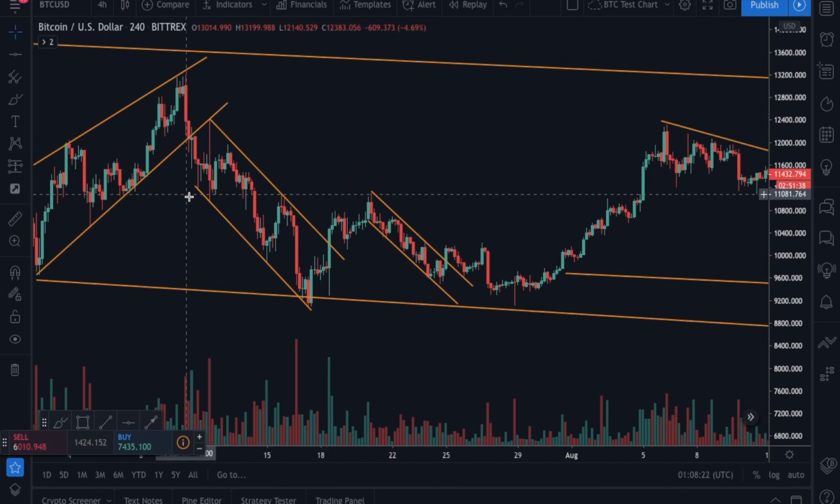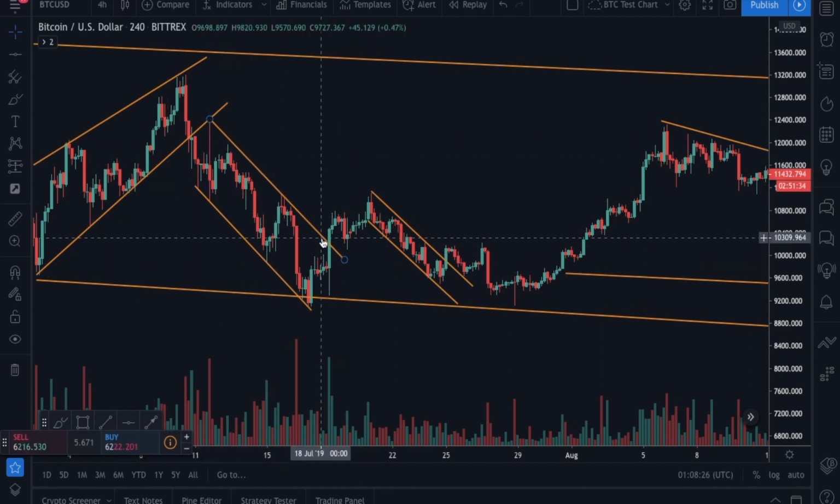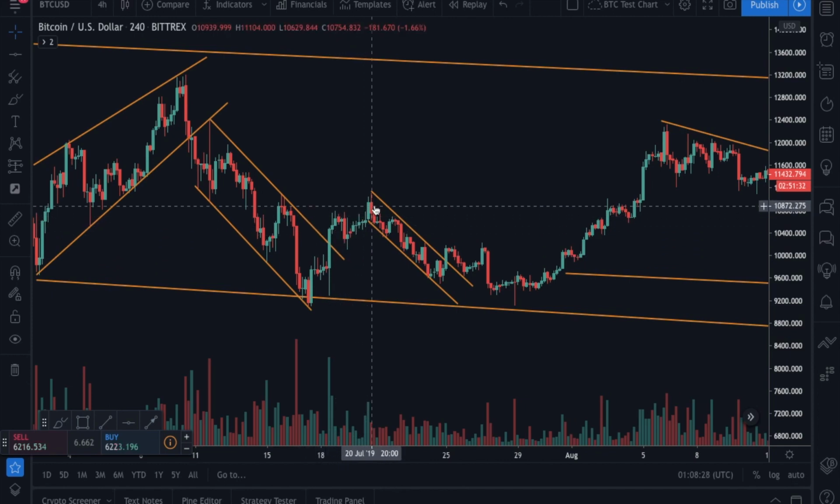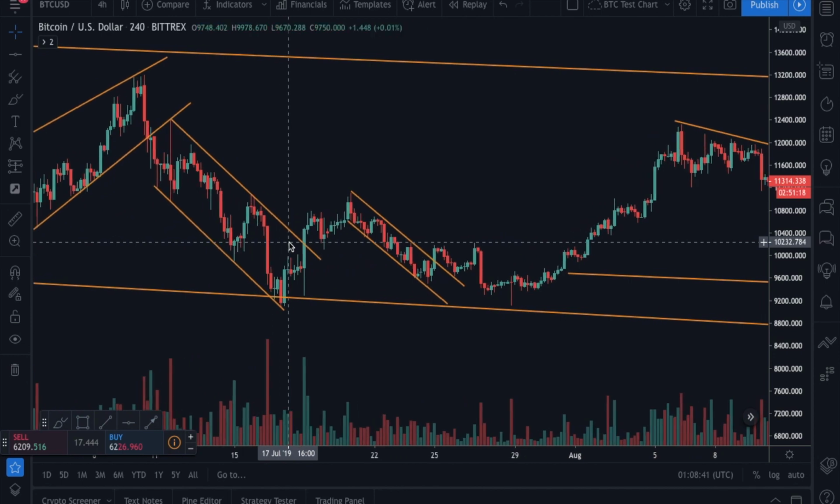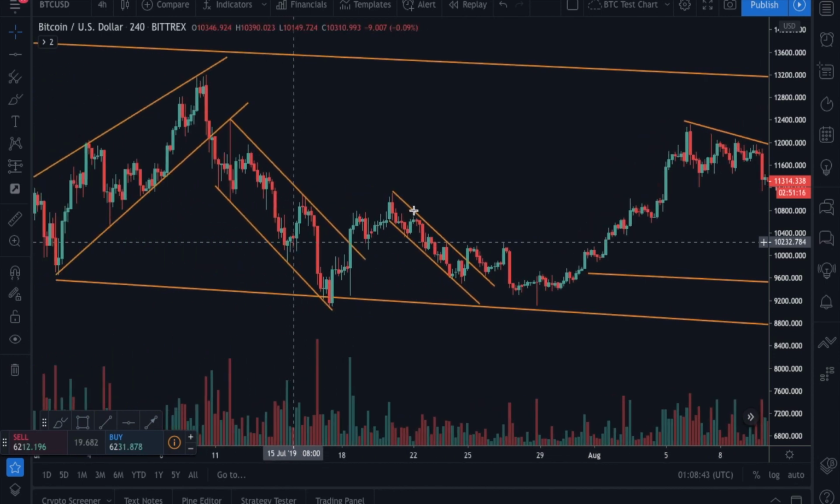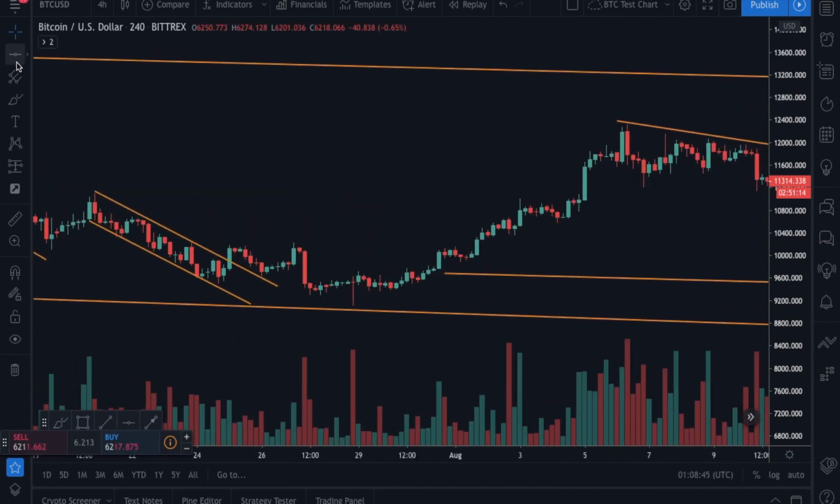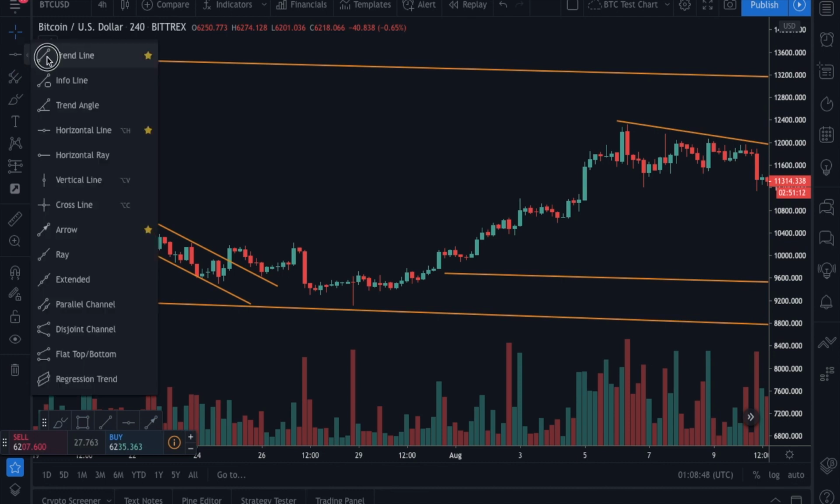Same here, right? When the lower channel is formed, it makes lower lows and lower highs. As soon as it broke the resistance line, it started going in an upward direction. But as soon as it started making lower lows and lower highs, again, the trend has changed. So this is pretty simple, right? For example, here, you can even draw a trend line here. It's not a big deal, right?